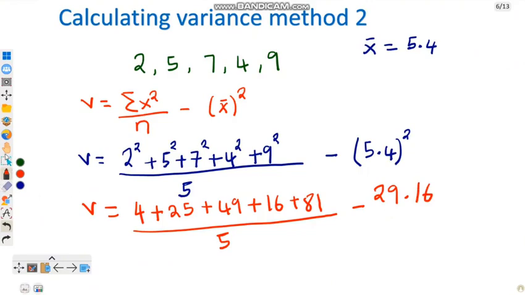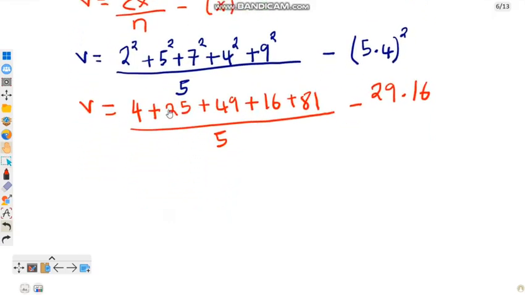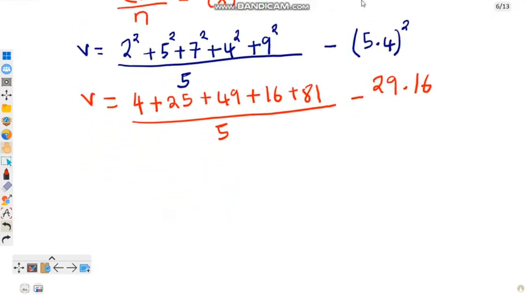So let's see how we can find our final answer now. From here we are just going to add the numerators. So when we add the numerators, 4 plus 25 gives us 29. Then 29 plus 49, plus 16, again plus 81.